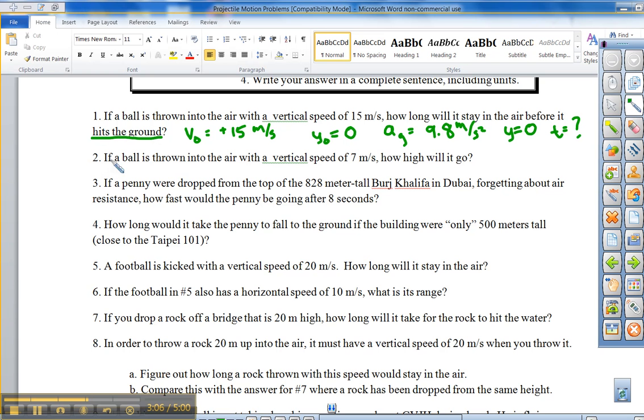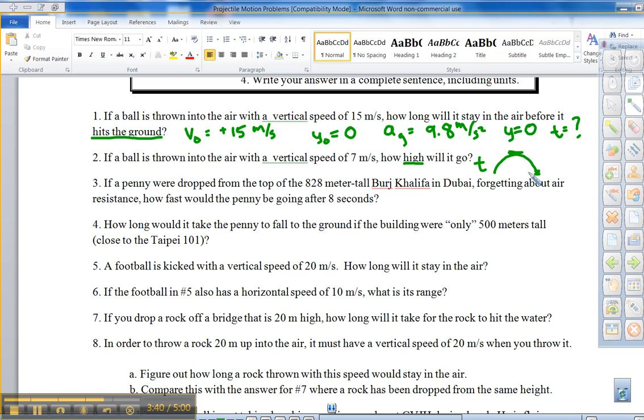Number 2, if a ball is thrown into the air with a vertical speed of 7 meters per second, how high will it go? Okay, it's a little different question. How high will it go is not the same as asking how long is it in the air, but it's related. Our strategy here is going to be find out the time that it's flying through the air, up, down, kerplop, okay? So we find the time, and then we say, well, when was it at maximum height?